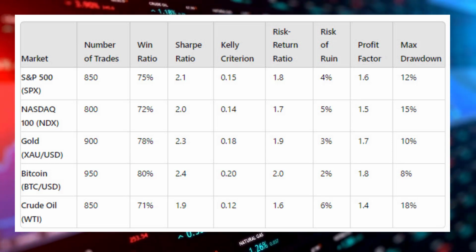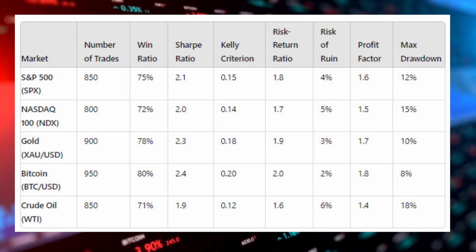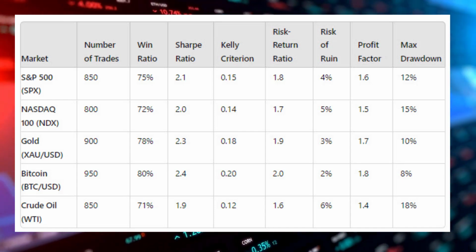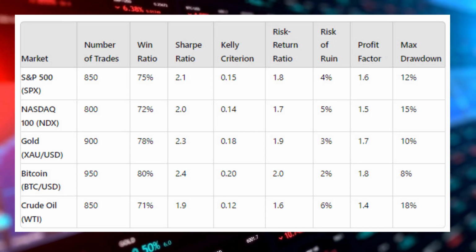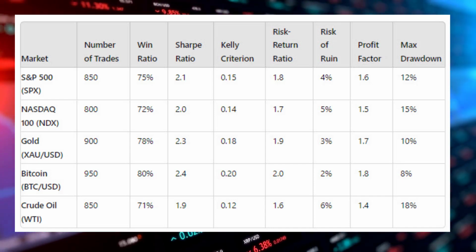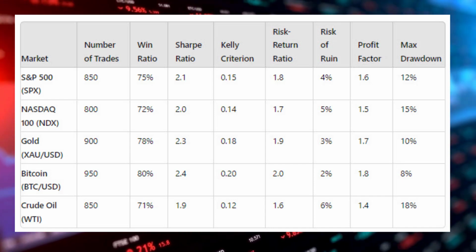Risk of ruin, 2 to 6% there. Not bad profit factor, and drawdowns anywhere between 8% and 18%. There you go, that's it. That's my simple Renko Super Trend strategy.